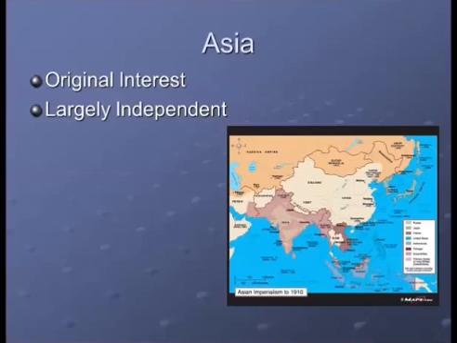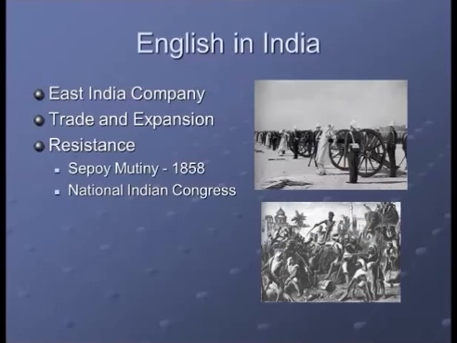Now, Asia was the original interest of European explorers. That is, the Spanish, the Portuguese all wanted to get Asia to their markets, and for their highly priced goods, that was the reason why they left. But even after several centuries of European imperialism, for the most part, Asia was largely independent. That did not continue throughout the course of the 19th, and particularly the end of the 19th and early part of the 20th century. So the English built the largest empire in Asia.